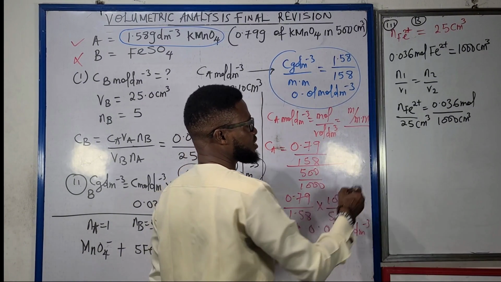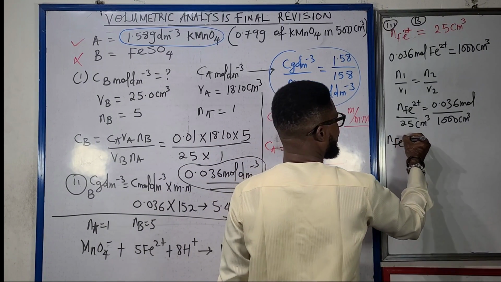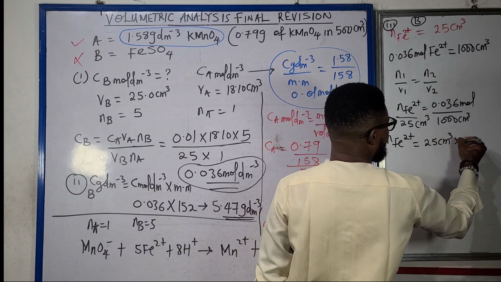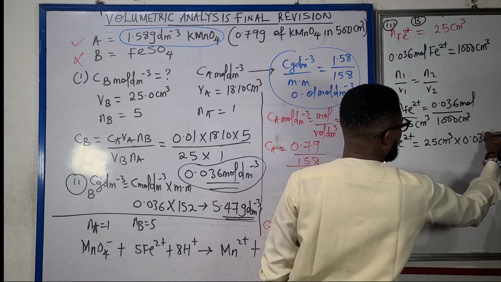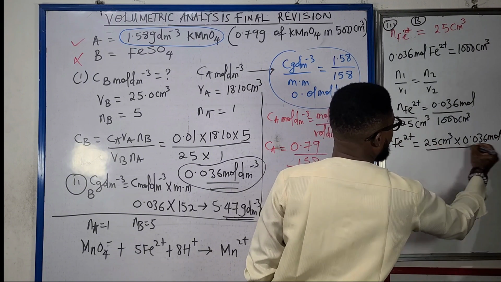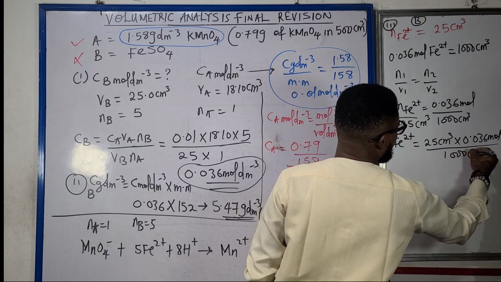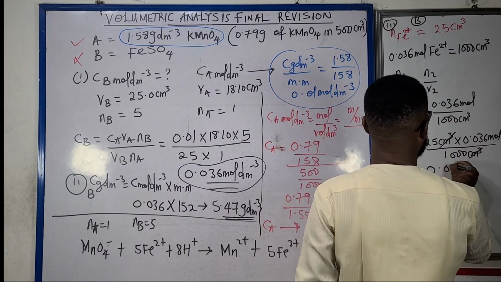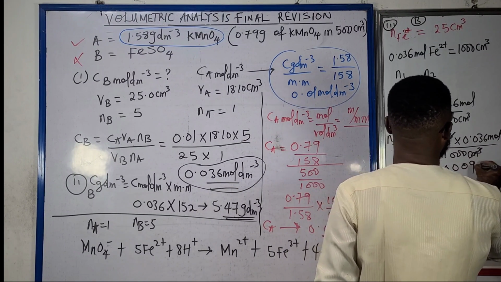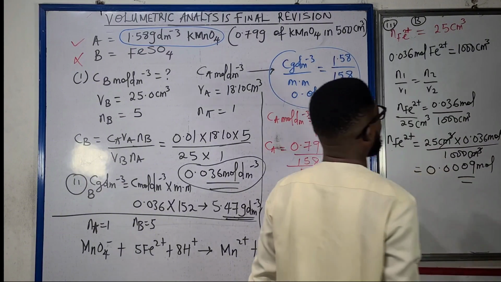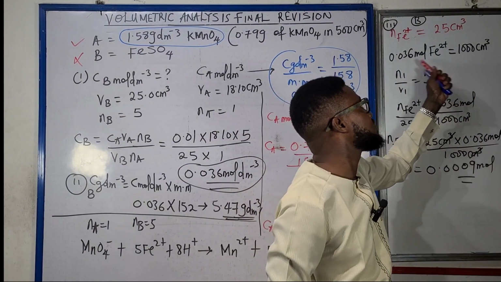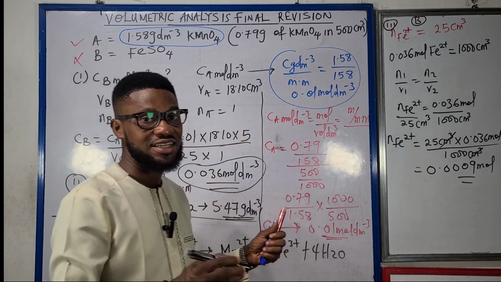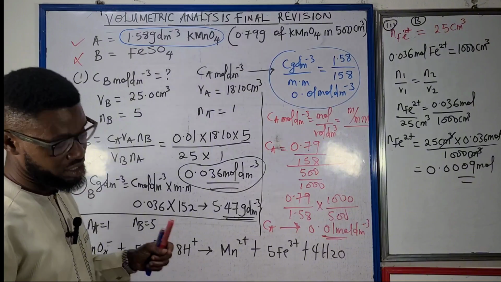This is in mole, this is in cm cube. So what this means is that the number of mole of iron 2 ion in the 25 cm cube is 25 cm cube times 0.036 mole divided by 1000 cm cube. We're going to get 0.0009 mole, and that's justified: if in 1000 cm cube I have 0.036, then in 25 cm cube I'm going to have way less than that. So that ends question 3.